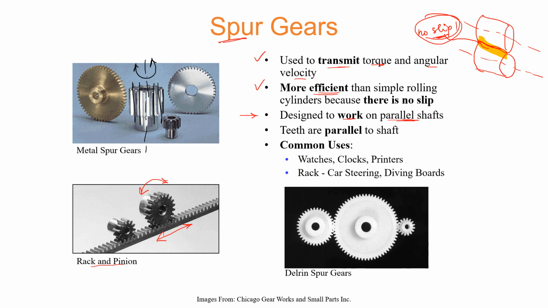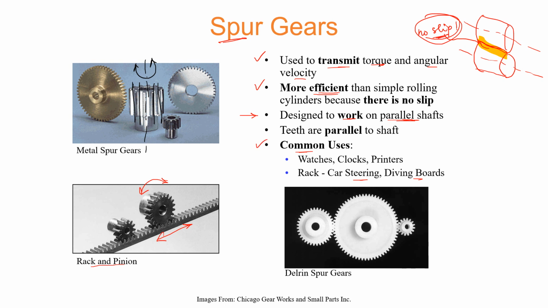So with this kind of versatility associated with spur gears, and this simplicity of construction, they are very commonly used in toys, watches, printers, car steerings, diving boards, etc. You would be amazed that it is the most commonly used type of gear train. I'm sure that you have already observed or experienced such gears.